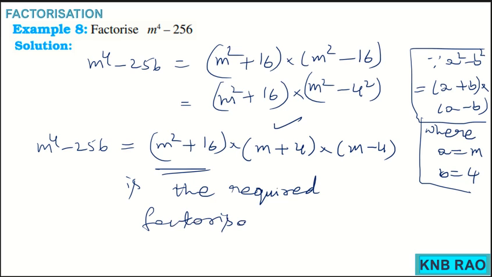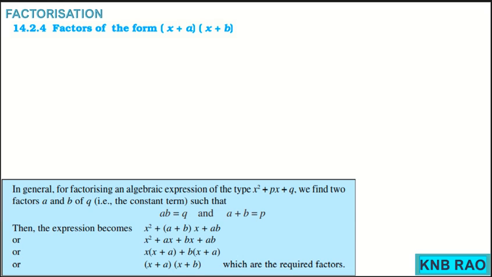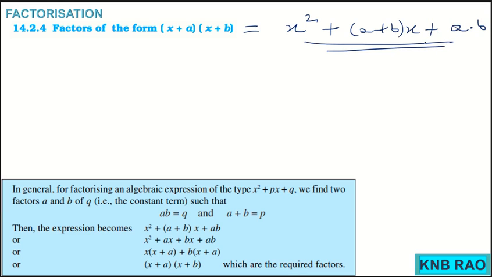Now coming to the factors of the form x plus a into x plus b. You observe, children, in general x plus a into x plus b is x square plus a plus b times x plus a into b. Suppose if you have got this form, we can factorize it and write it as x plus a into x plus b.